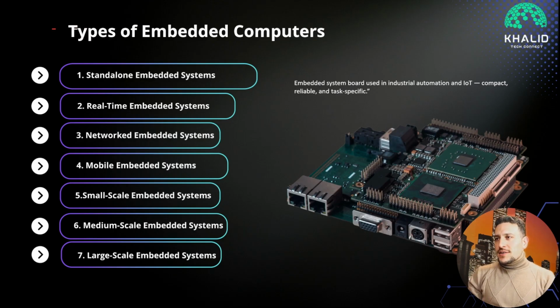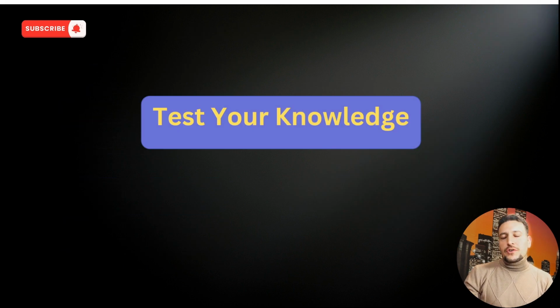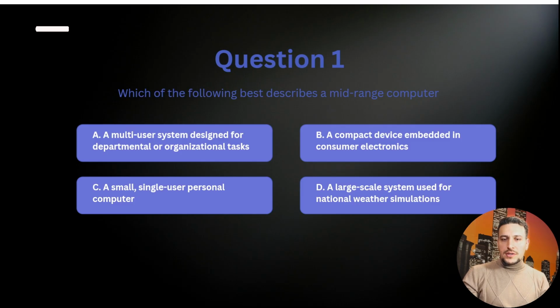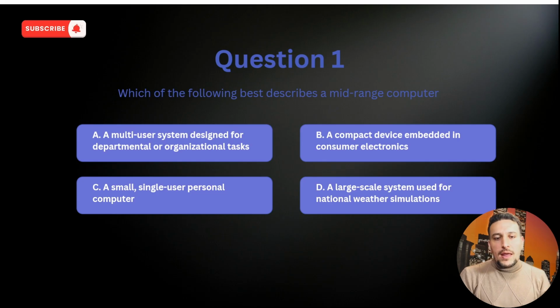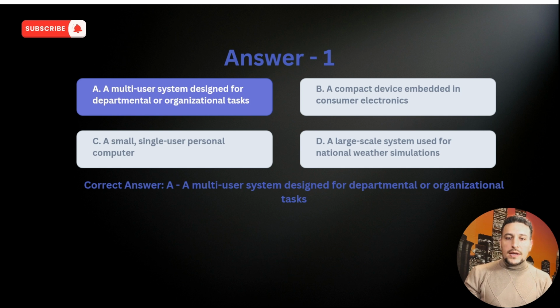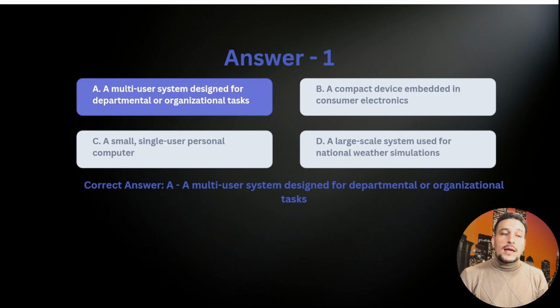So this was the last slide for types of computers, and in the next slide I've got to test your knowledge. I've got two questions. The first question is, which of the following best describes a mid-range computer? A, a multi-user system designed for departmental or organizational tasks. B, a compact device embedded in consumer electronics. C, a small single-user personal computer. D, a large scale system used for national weather simulations. So the answer is, of course, A, a multi-user system designed for departmental or organizational tasks.